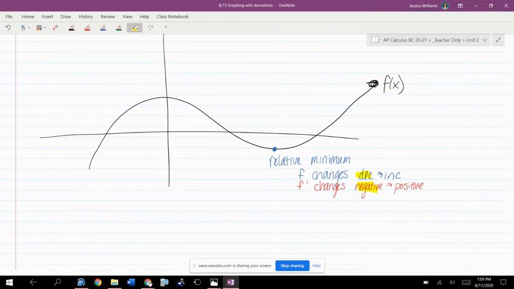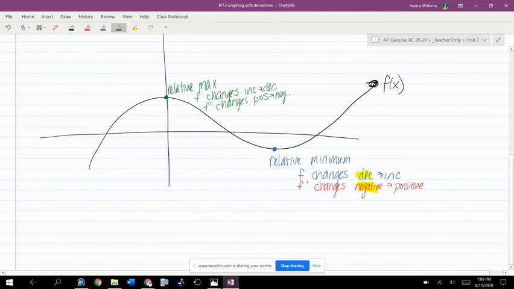All right, so same idea up here. I can't not leave that. It's a relative max, and it's when f changes from increasing to decreasing, or f prime changes from positive to negative. That should be fine.